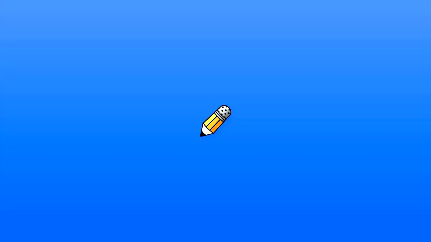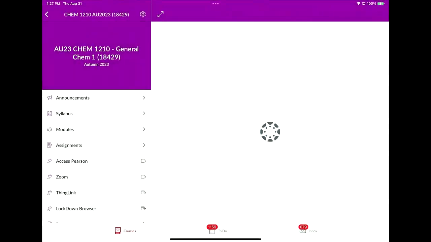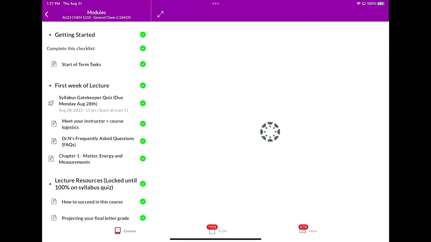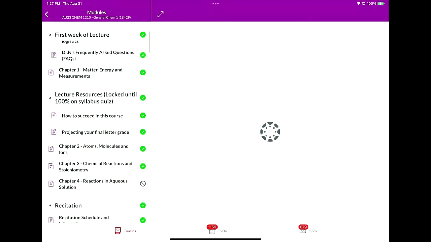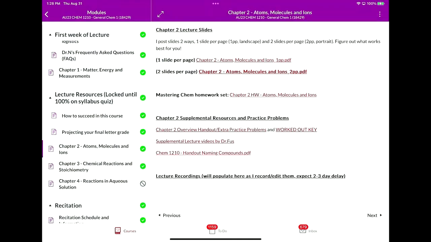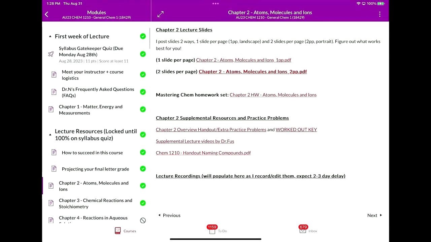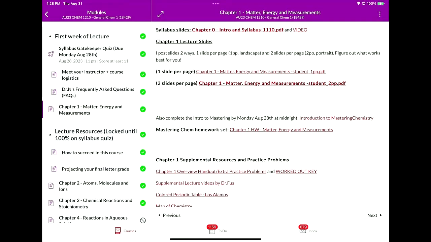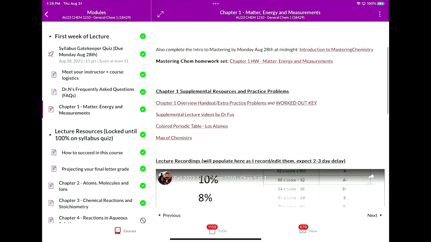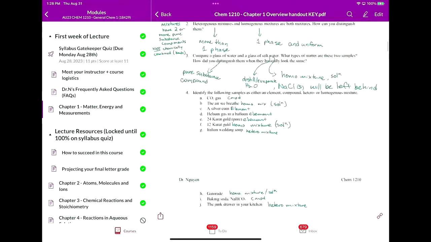So I'll just remind you where to find those slides. Remember, we find everything on modules. I have chapter 2 locked behind the syllabus gatekeeper quiz, but I think the majority of you have done it. So it's down here, and you can download the slides there. There are practice problems on every page. Let's go back to chapter 1. There are the slides. Here are the practice problems that you can go through.